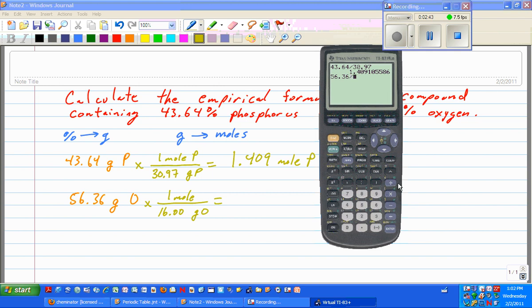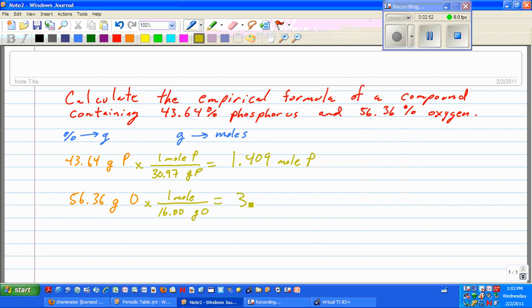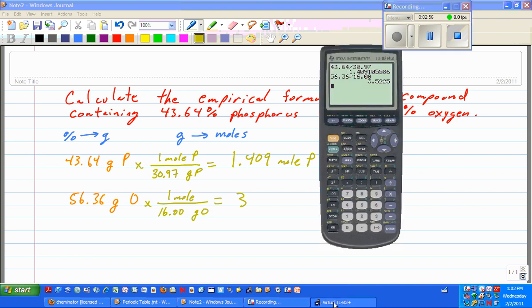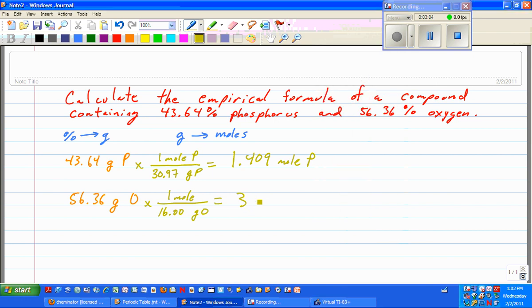And then let's do the same thing for oxygen. 56.36 divided by 16.00, and we get 3.523, again watching our sig figs, moles of oxygen.